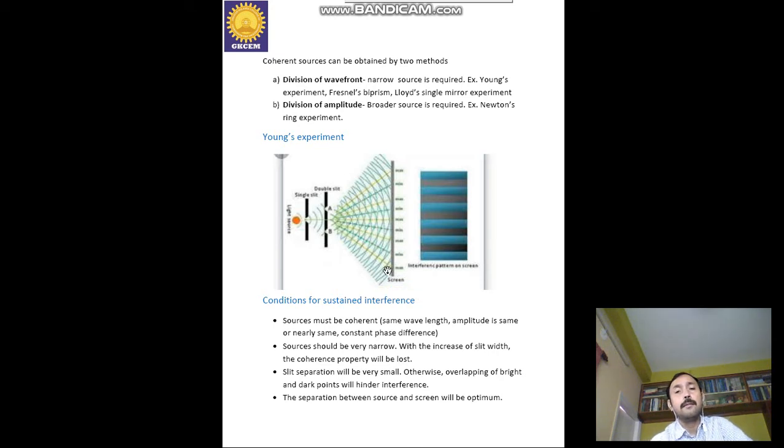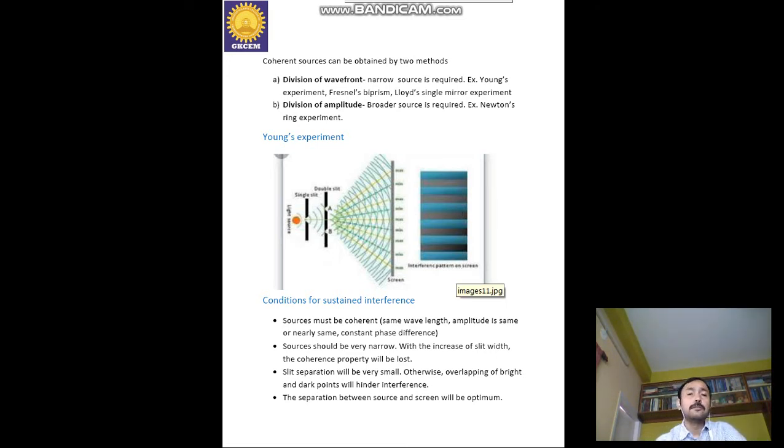Young's experiment, we already know from our class 12 syllabus. Continuous crests and troughs are produced. When they meet in the same phase, they will produce bright spots. When they meet in opposite phase, suppose crest and trough, then it will produce a dark spot. When crest meets crest, then bright spot. So this is how the interference patterns are produced.